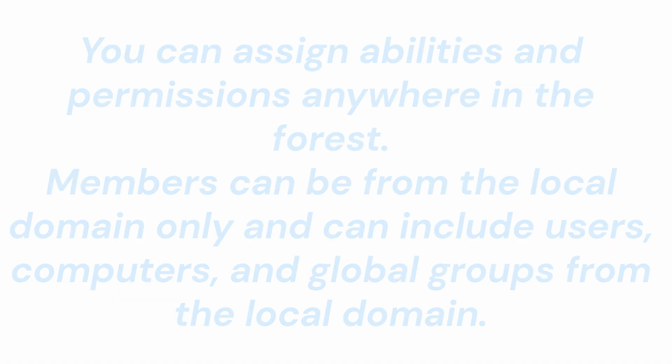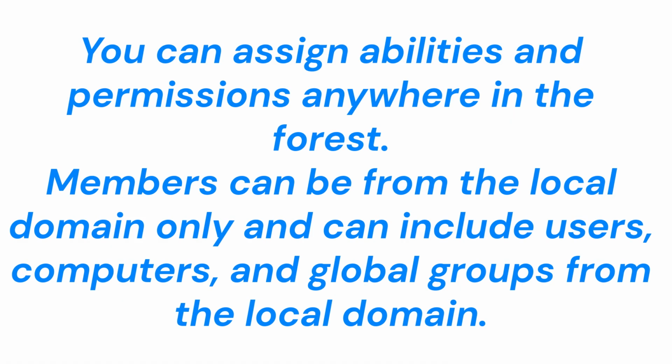Global: you use this type of group primarily to consolidate users who have similar characteristics. For example, you might use global groups to join users who are part of a department or a geographic location. The important characteristics of global groups are: you can assign abilities and permissions anywhere in the forest. Members can be from the local domain only and can include users, computers, and global groups from the local domain.